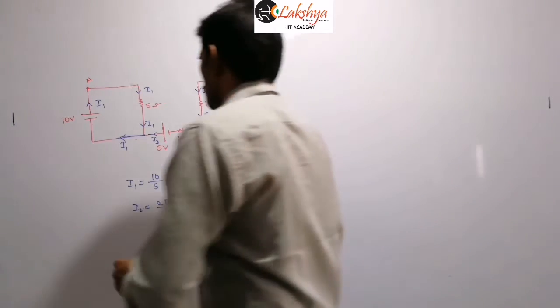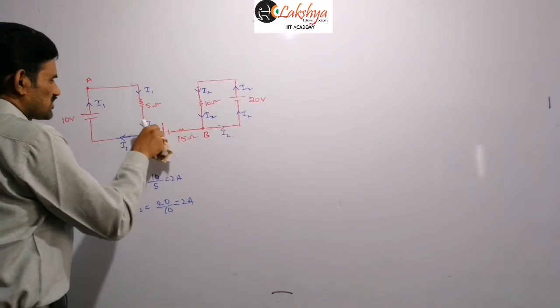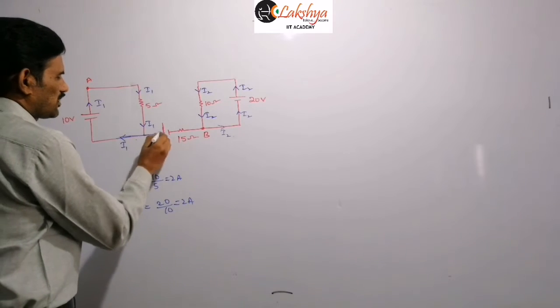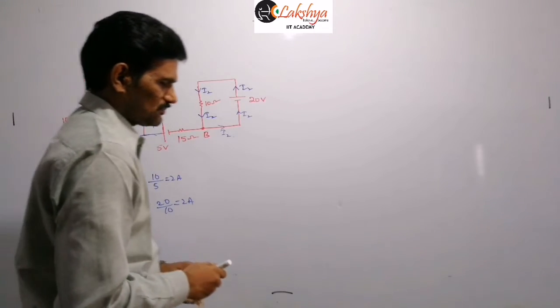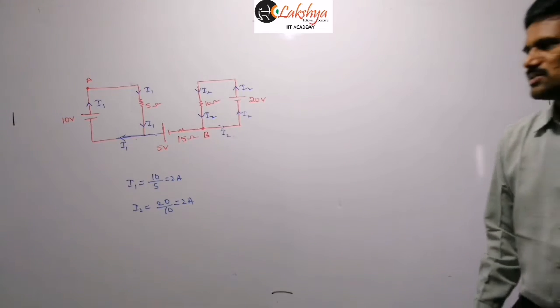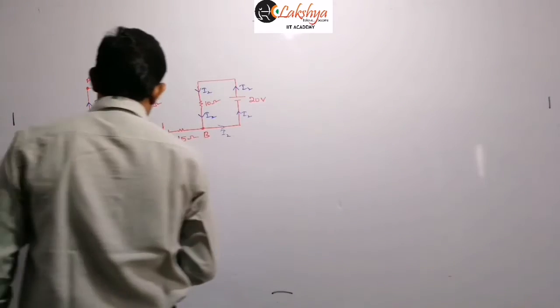It is not the closed circuit. This 5 volts is not in closed circuit. It is an open circuit here, so no current is flowing through that cell, and therefore the current through the 15 ohm resistor will be 0. So mention it.